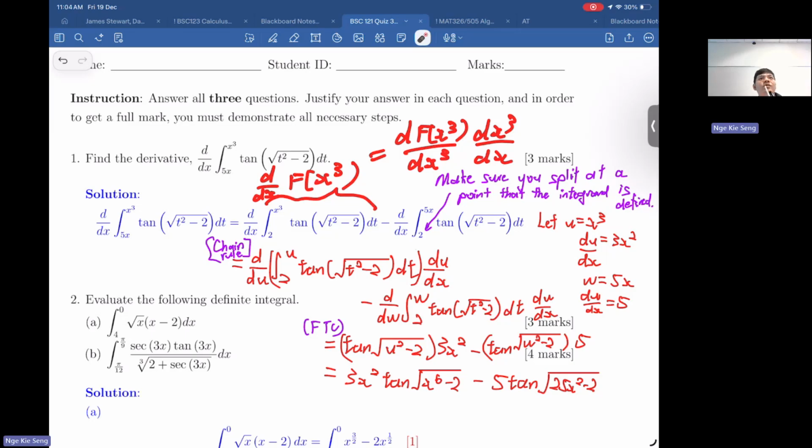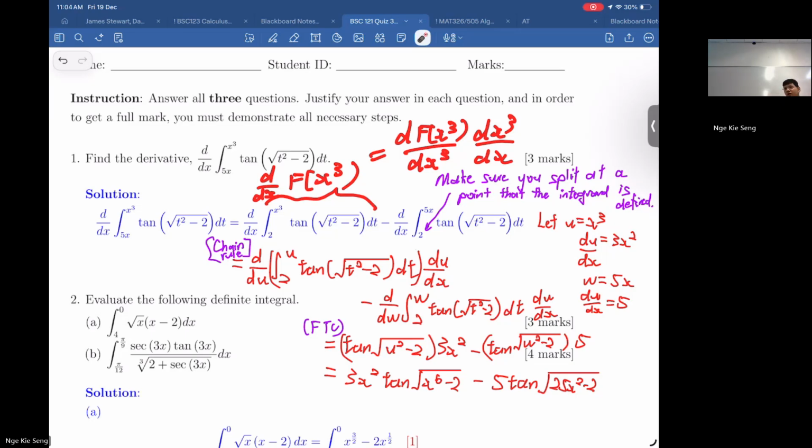Leibniz integral rule. Anyone use that? So they just jump straight to the last line. Why the Leibniz integral rule works is because of the chain rule, because of the fundamental theorem of calculus. Okay, no? Yeah. So you need to do it step by step.